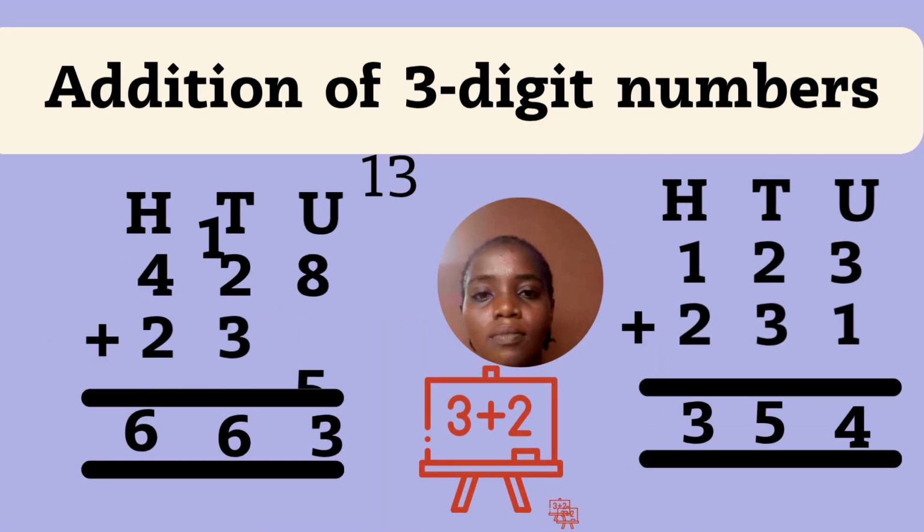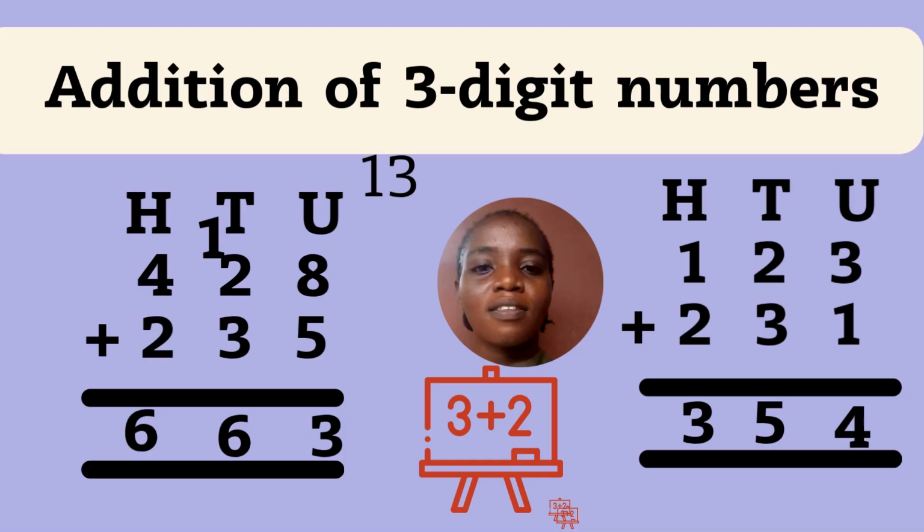To begin with, we want to look at addition of three-digit numbers, both with regrouping and without regrouping. On the screen, I have two examples. The first one is 123 plus 231, while the second one is 428 plus 235. The first one is without regrouping, while the second one is with regrouping. To solve the first one, we count out 3 and 1 under the units. Then we have 4 as the answer. 2 plus 3 at the tens place equals 5, while at the hundred place 1 plus 2 equals 3.